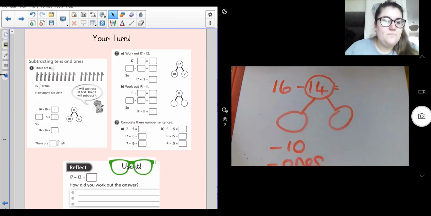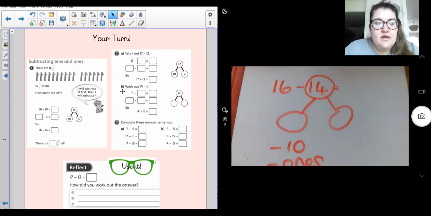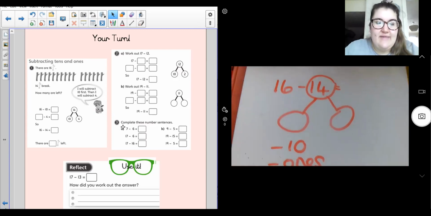Number 2, again, work out 17, take away 12. So you can use this method as well. Question B, work out 19, take away 11. Again, use this method. And then number 3, complete these number sentences. So for some of these, you might be able to count back, okay? Or you might just know them.